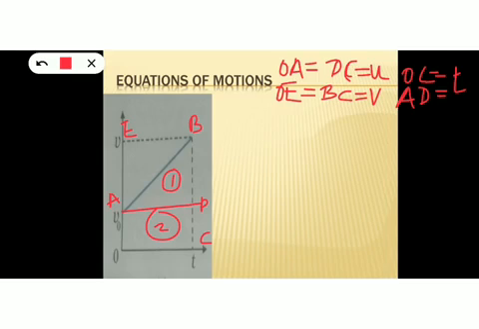For that, we are dividing our graph into two regions, 1 and 2. Region 1 represents a triangle, and region 2 represents a rectangle. We are supposed to find out the displacement now. In order to derive the second equation of motion, we are supposed to find out the displacement.